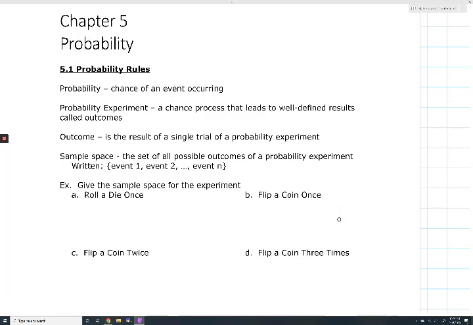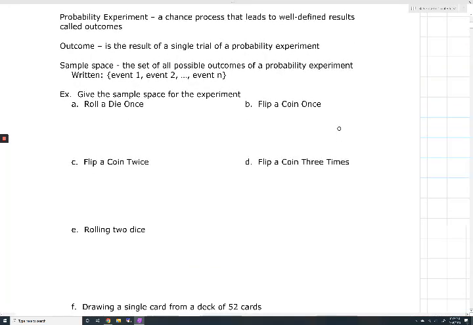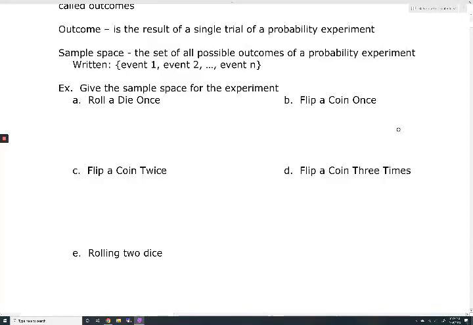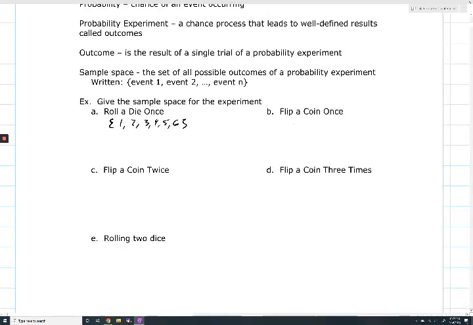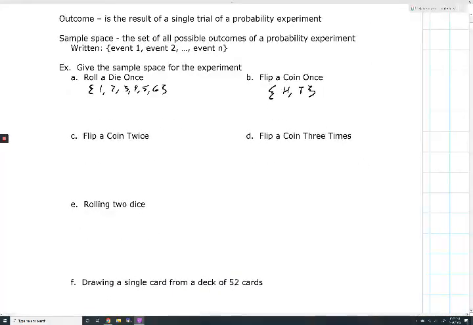So let's go through these examples. Give the sample space for the experiment. So if we roll a die once, my sample space is 1, 2, 3, 4, 5, 6. If I flip a coin once, my sample space is heads and tails. Take a second and see if you can fill out the rest of these sample spaces.